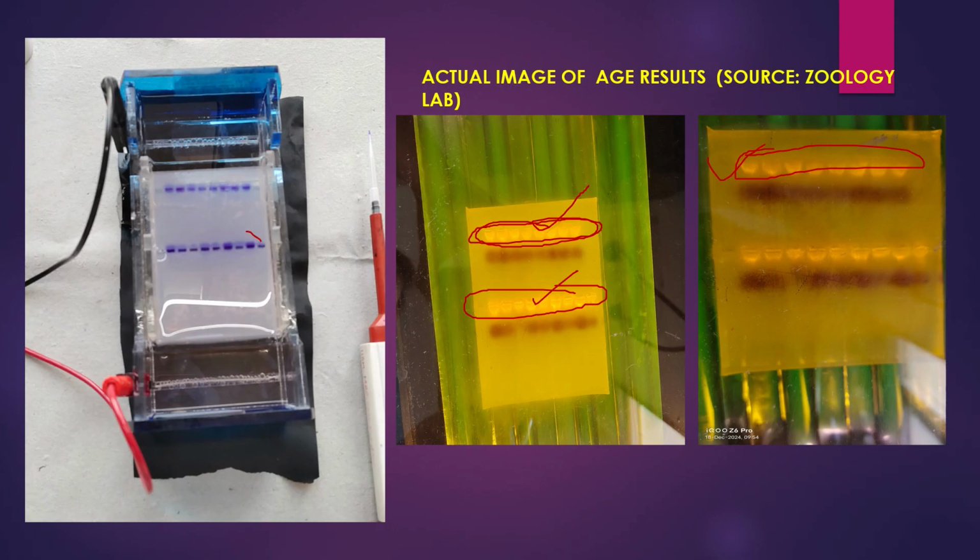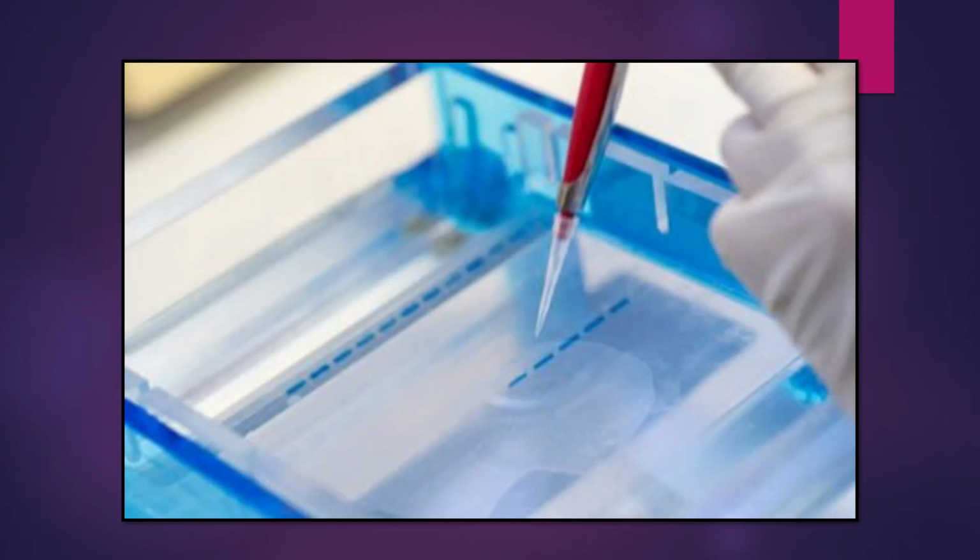Now why is it blue in color? Because of the loading dye, or tracking dye, that is bromophenol blue. That is why the color of the sample is blue, because it has a tracking or loading dye, bromophenol blue, and the staining dye is ethidium bromide. So this is how the bands of the DNA look.